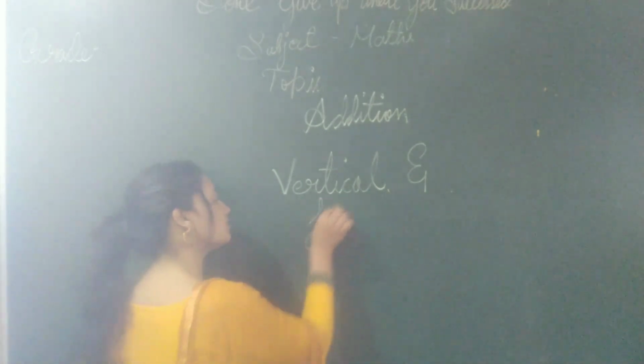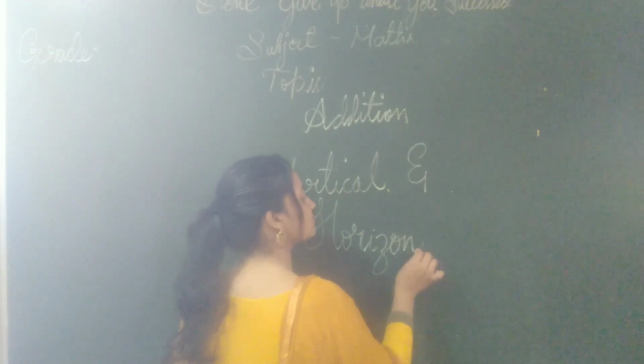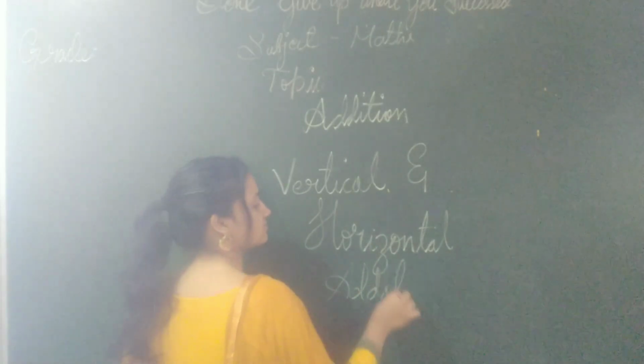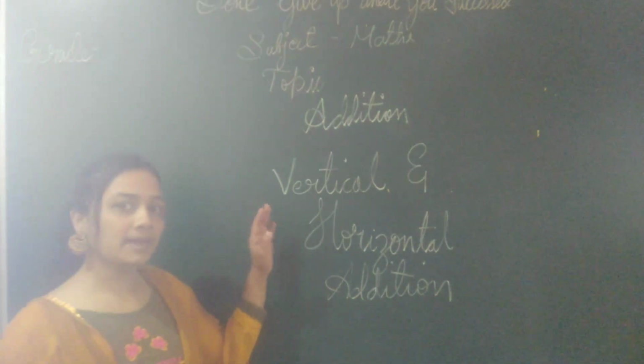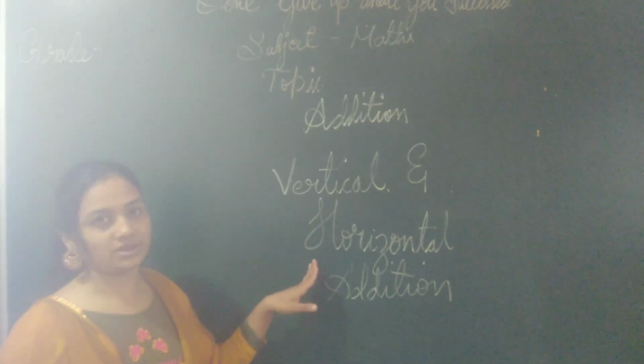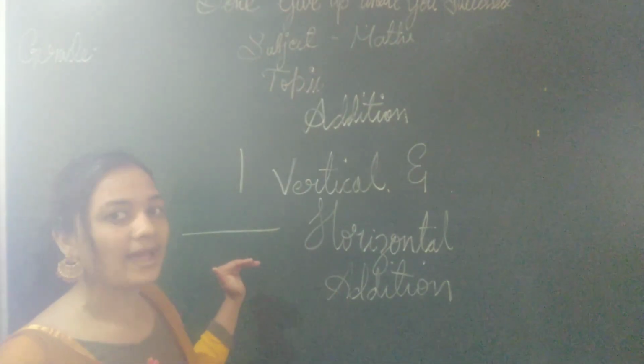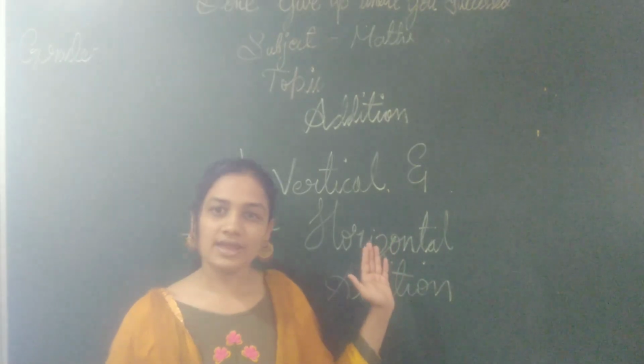and horizontal addition. So today the method that we are going to learn is vertical and horizontal. So vertical, what do you mean by vertical? Vertical means standing line. Okay. Horizontal means sleeping line. So keep this in mind and let's learn this method in an activity.